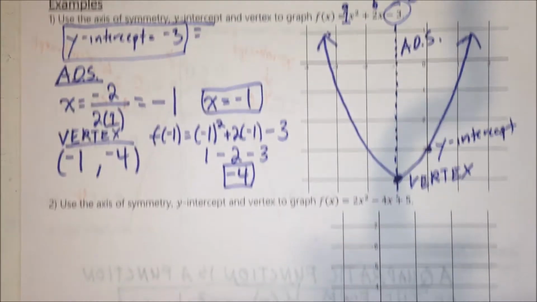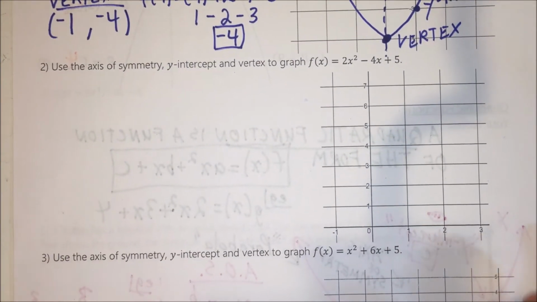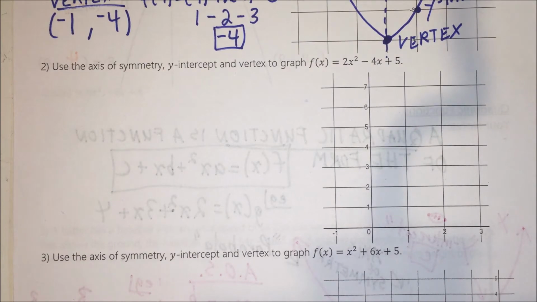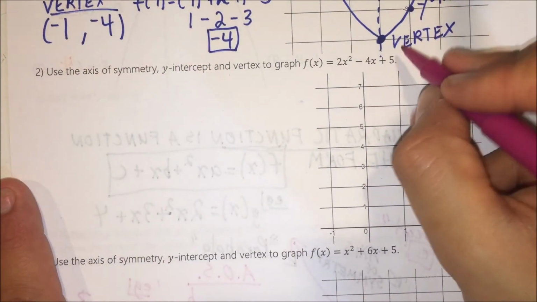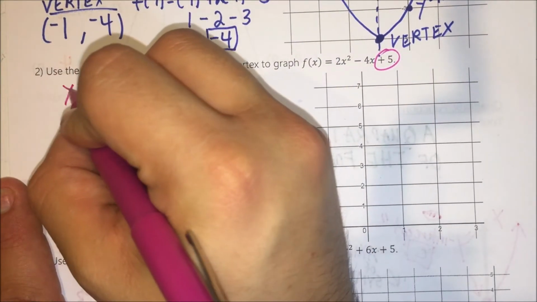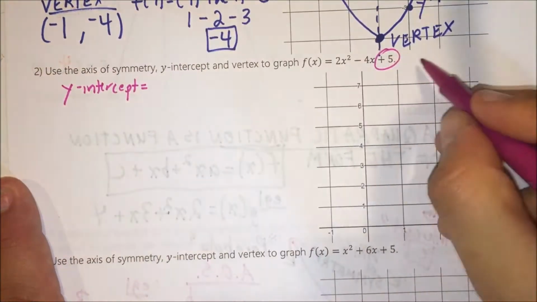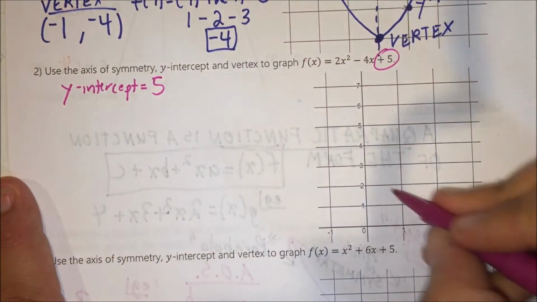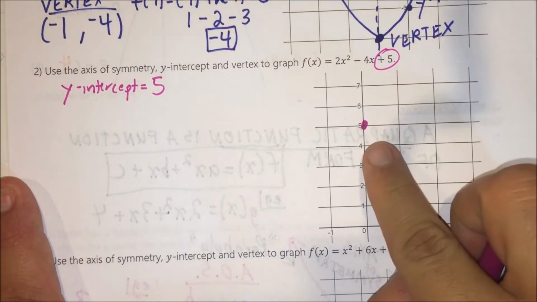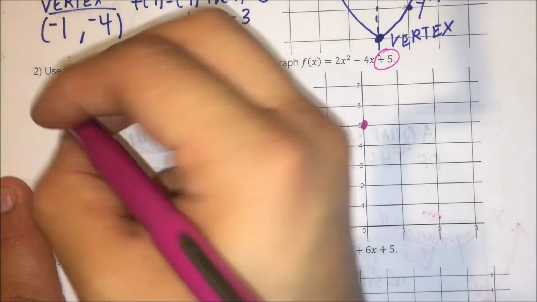Let's do another example together. So here we have, use the axis of symmetry, y-intercept, and vertex to graph this function. Okay, same thing. We look at this last number to get our y-intercept. That's usually the easiest to do first. So it's just 5. So we know it's going to go through 5 on this graph. So right here.